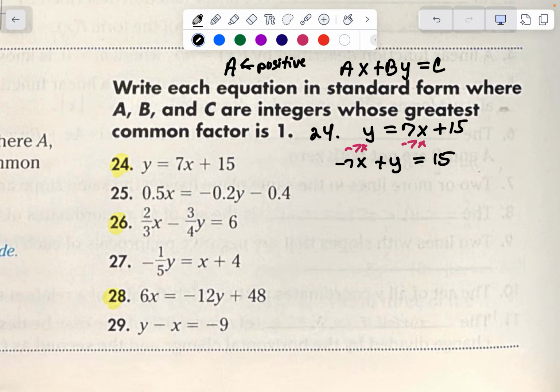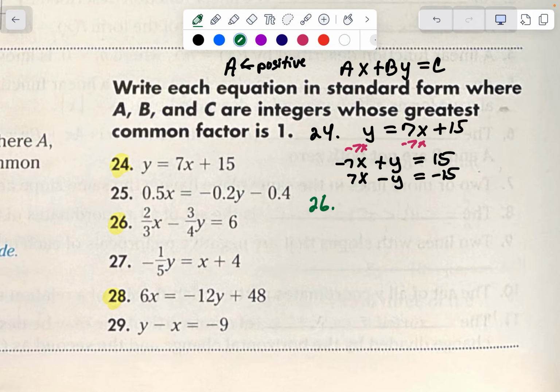So on the last quiz, some of you left your x negative. But we switch it very easily by just switching the sign of everything. Multiply through by negative 1. So this becomes a positive 7, a negative y, and a negative 15. So that is the correct standard form. There's nothing that divides into 7, 1, and 15. The front x is positive. So there you go. That is 24.